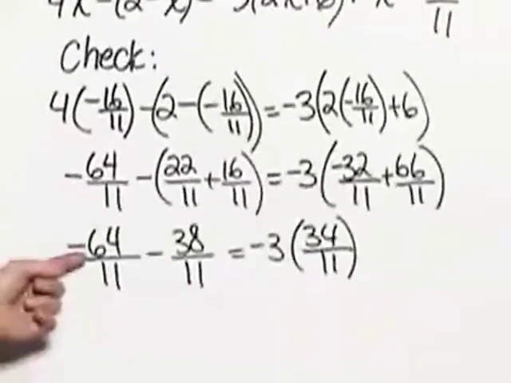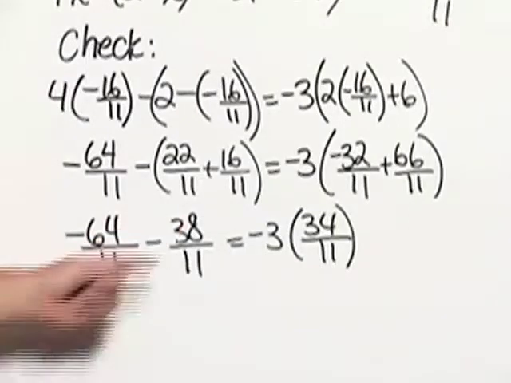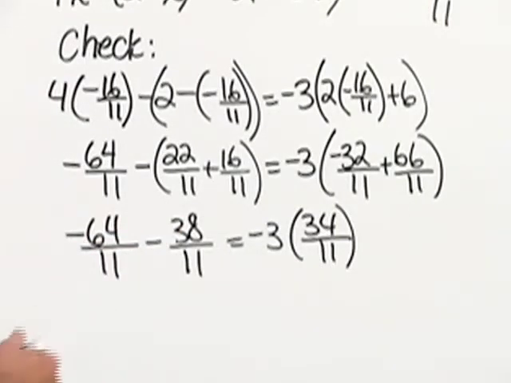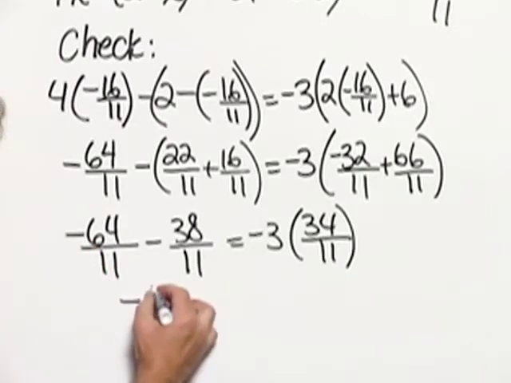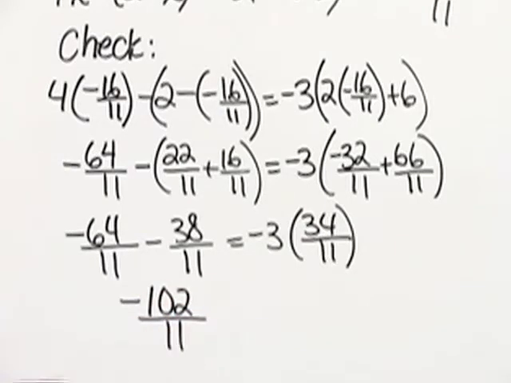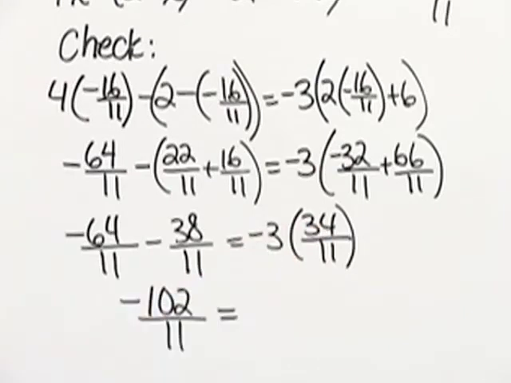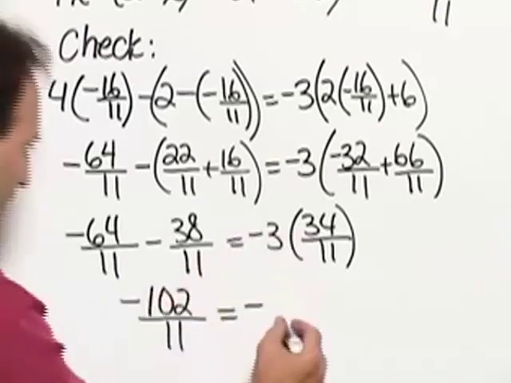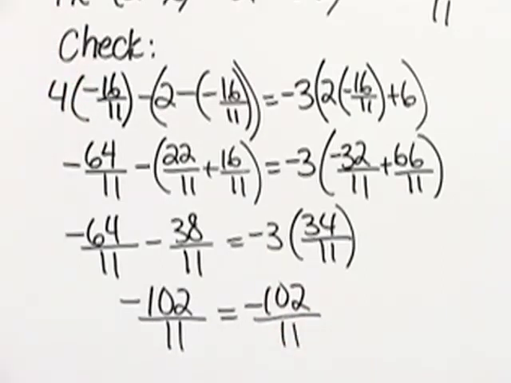On the left-hand side, we have negative 64 minus 38. So combining those into one fraction, we find that it's equal to negative 102 over 11. On the right-hand side, we multiply negative 3 times positive 34, so that's going to be negative. And when we multiply 3 times 34, it's 102, and it's over 11, so it does check.